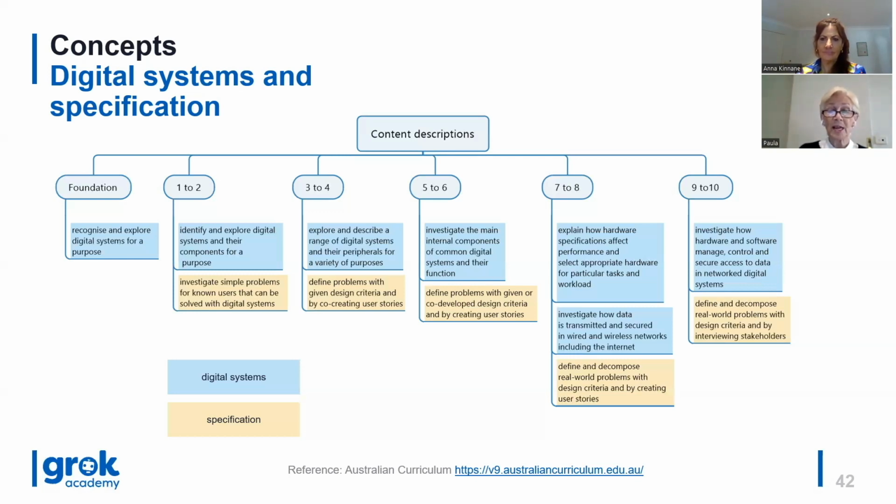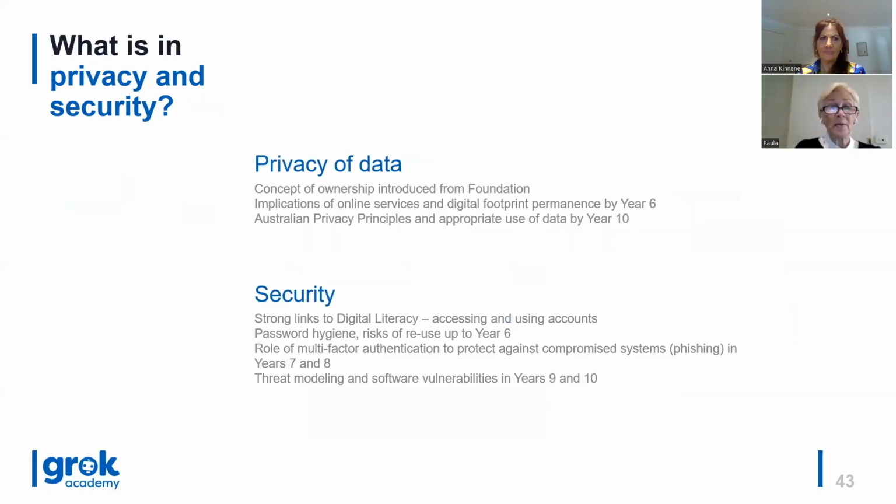So you will see the progression from 1 to 10. Let's move on and have a look now at the actual concept of privacy and security. The new one, and as Anna had said, it has a similar line in digital literacy. The concept of privacy of data is primarily focusing on ownership and the responsibilities that we have about our own data and the data that belongs to other people.